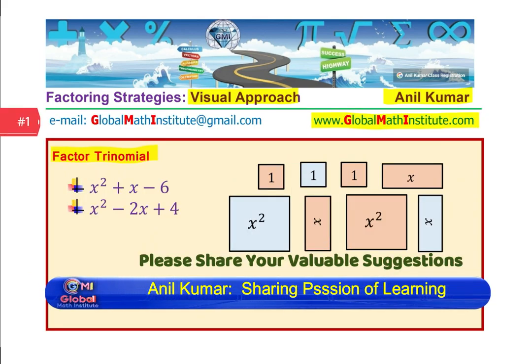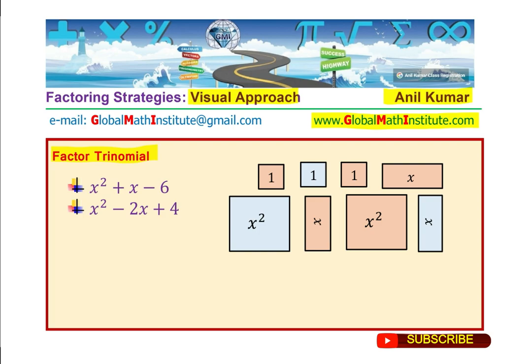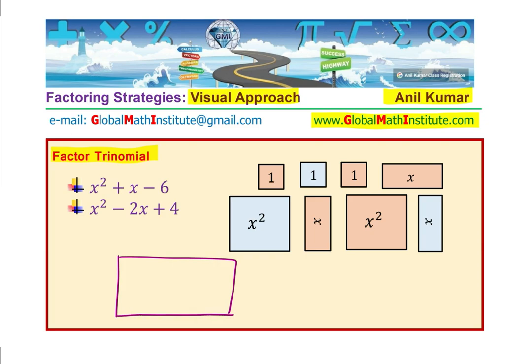So, factoring means writing these sums and differences as a product of two polynomial expressions. Correct? Now, those products could be represented by a rectangle. So, basically, we are interested in forming a rectangle whose area is given to us. For example, one of the questions is x square plus x minus 6. We need to find what is the polynomial a of x and what is the polynomial b of x. When they are multiplied, we get x square plus x minus 6.